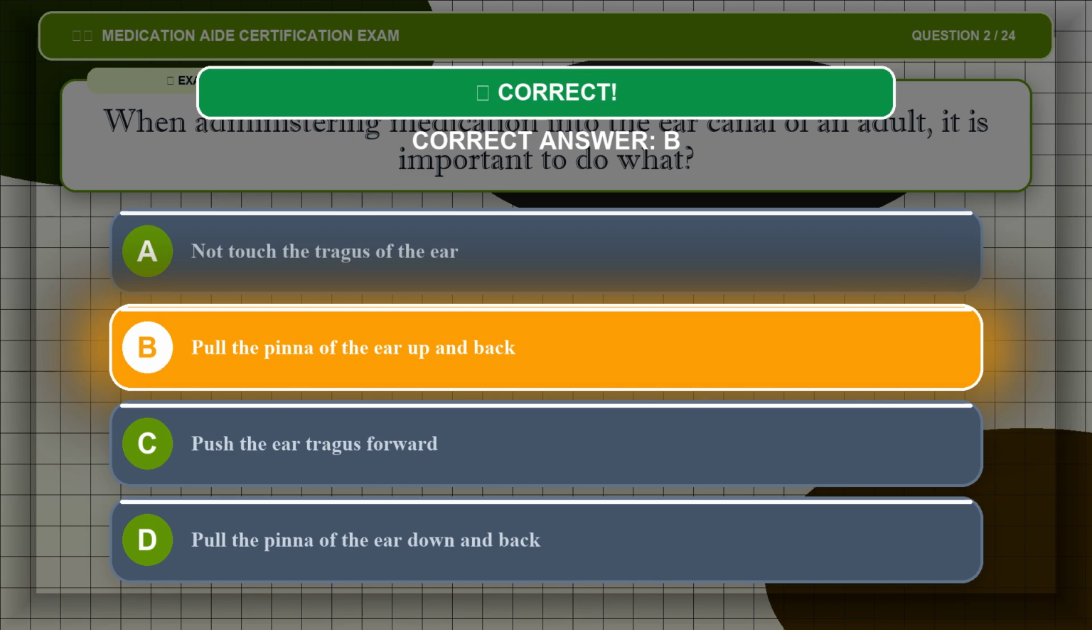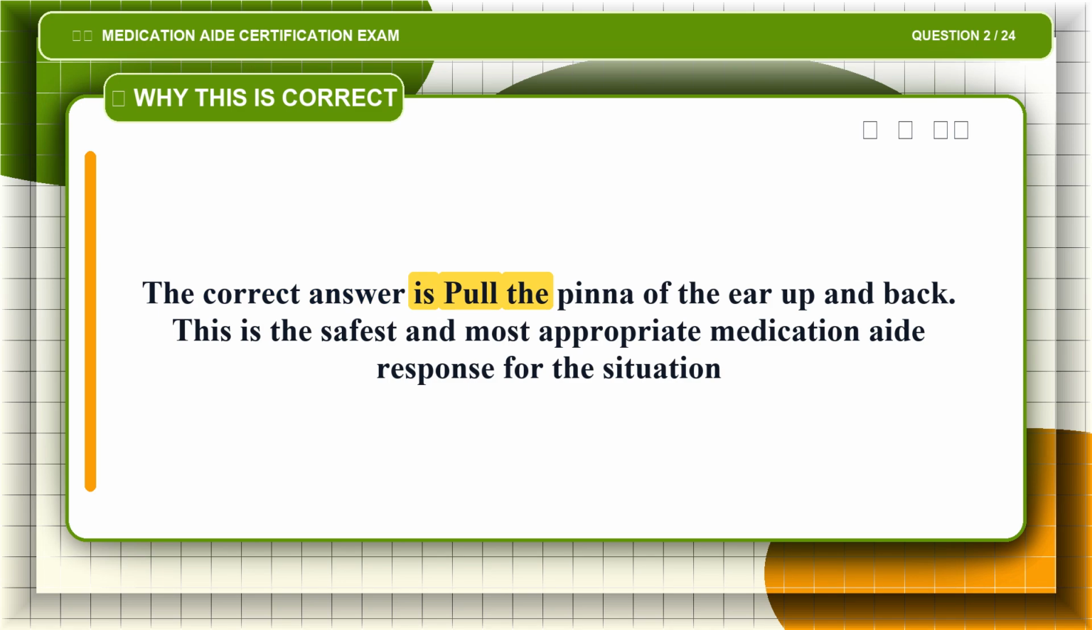The correct answer is option B. Pull the pinna of the ear up and back. This is the safest and most appropriate medication aid response for the situation.